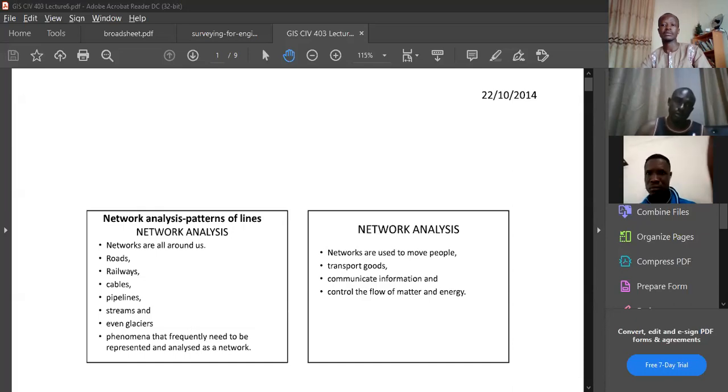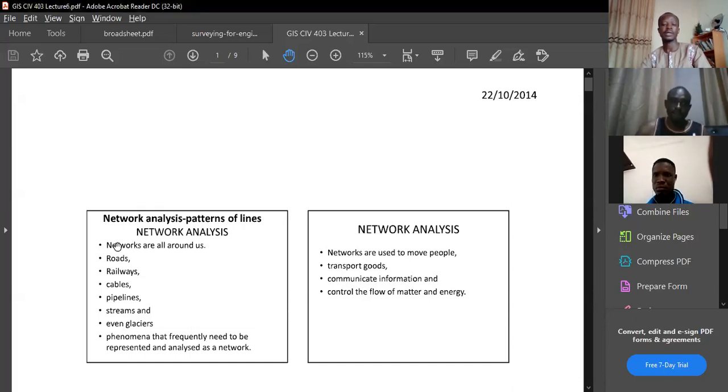You see my PowerPoint. You can see that we can have road networks, rail networks, cable networks, pipeline networks, streams, and even glaciers.